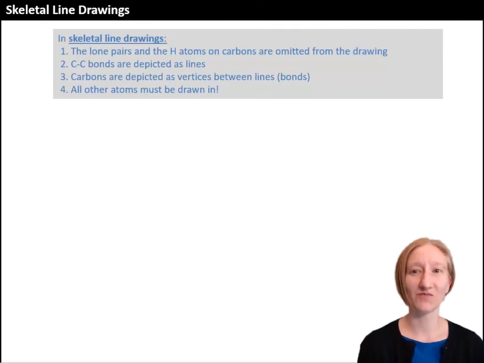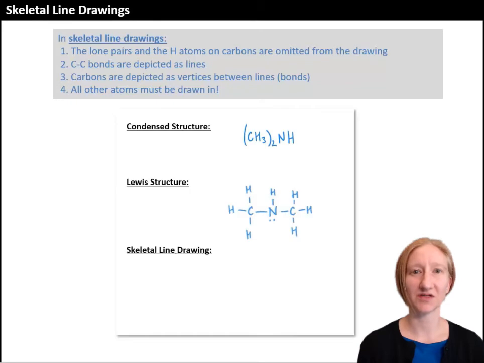As an example, if we have the condensed formula shown on top here, then the full Lewis structure would look as shown. In the skeletal line drawing, the hydrogen atoms and the lone pairs are omitted. And the bonds to carbon will simply be drawn as a line, and that will give us a much simpler form or depiction of the same structure.